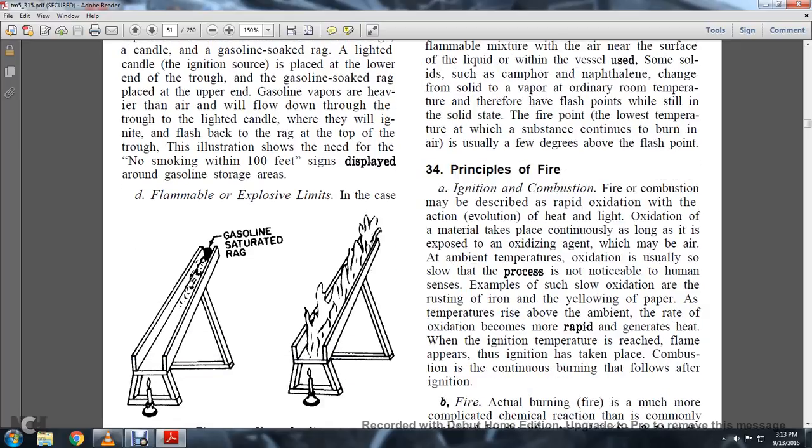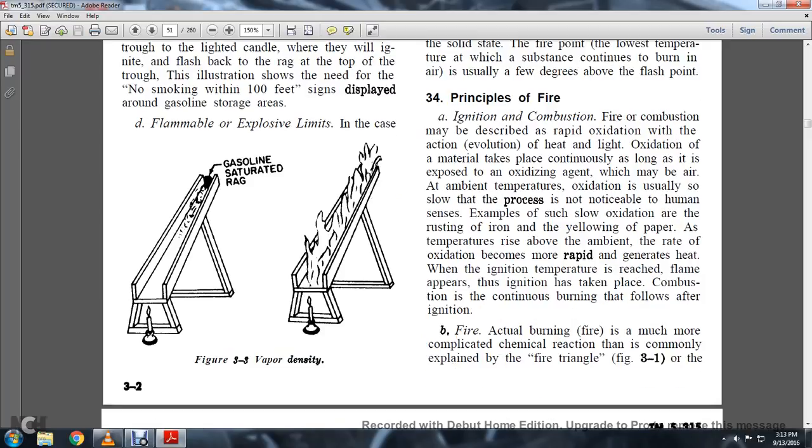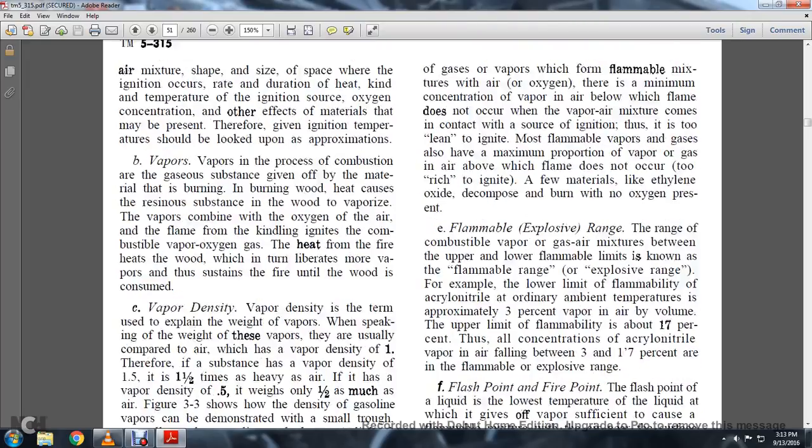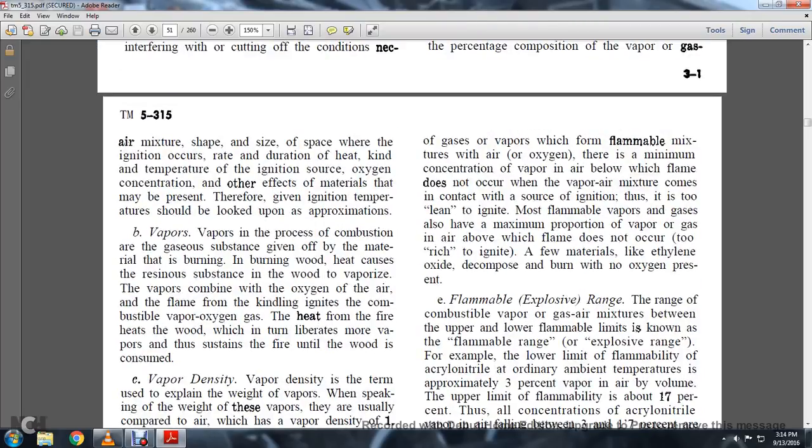Flammable or explosive limits. Figure 3.3 shows the vapor density, the rag, and the candle. Gases and vapors form flammable mixtures with air or oxygen only within certain limits. Below a minimum concentration of the vapor in the air, ignition does not occur.